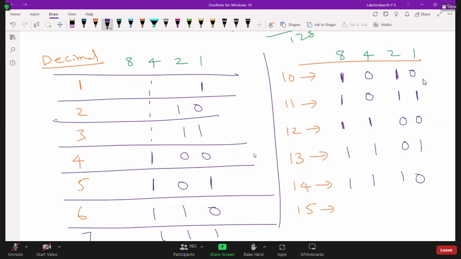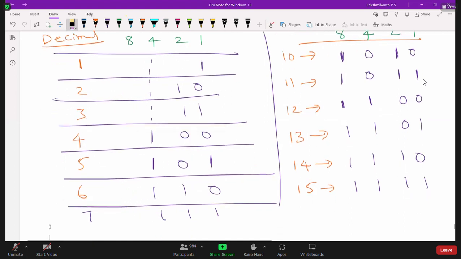Now 15 means all the digits should be 1. I hope it is clear. This is how we can solve the problems, and this sequence is important. Sometimes in Olympiad, they are going to ask you questions based on this sequence, so we should identify that sequence. Now we'll see different bases.